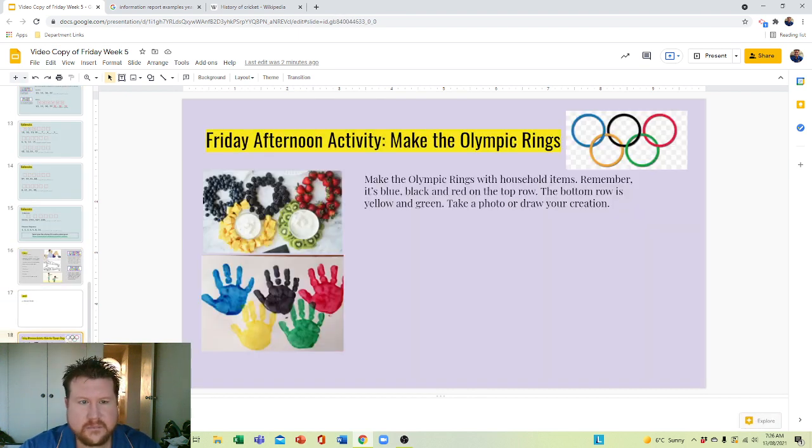We don't mind. And the piece de resistance, the final activity, Friday afternoon activity. Make the Olympic rings using stuff at your home. I'm going to do this in this accent. I'm liking it. Make the Olympic rings with household items. Remember, it's blue, black, and red on top. The bottom row is yellow and green. Take a photo or draw your creation. It's hard to do.